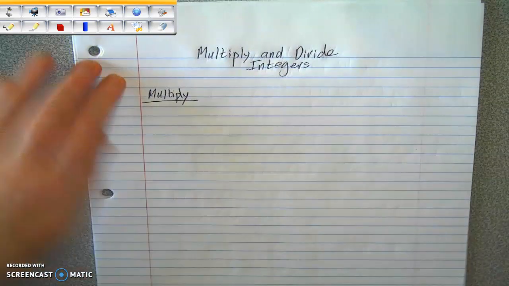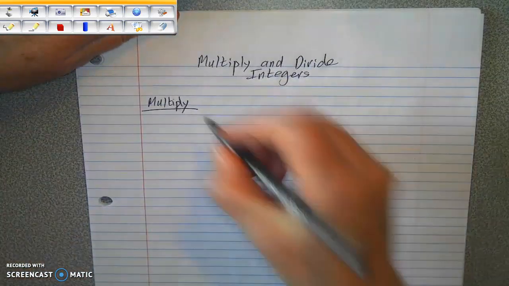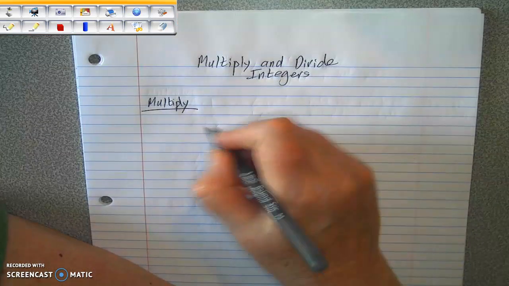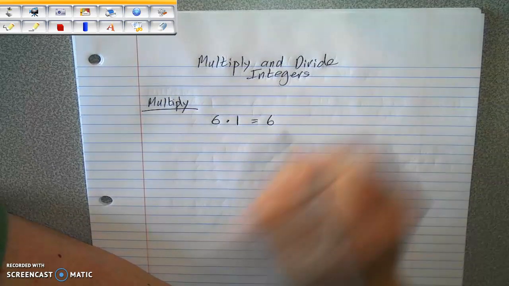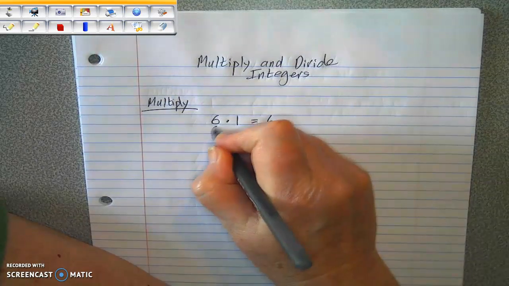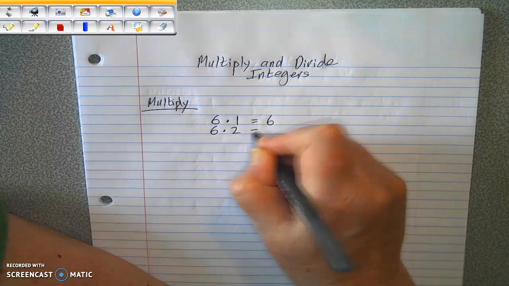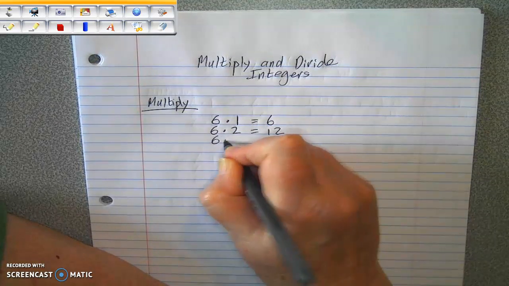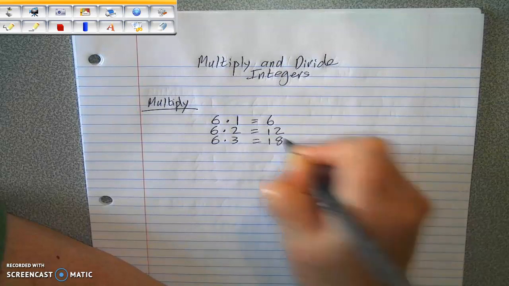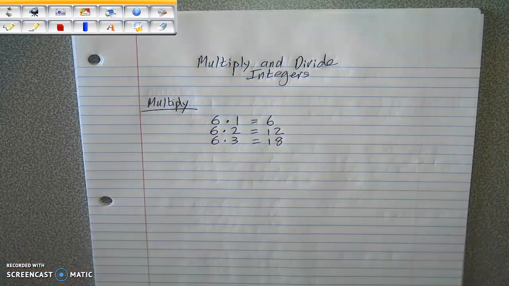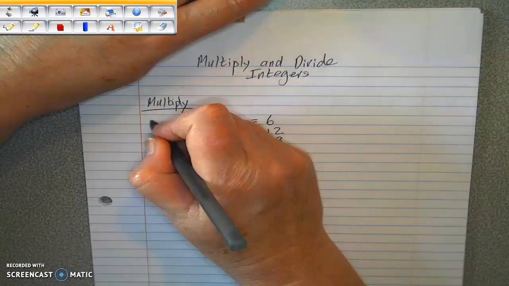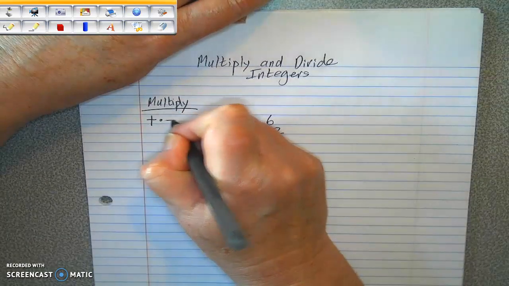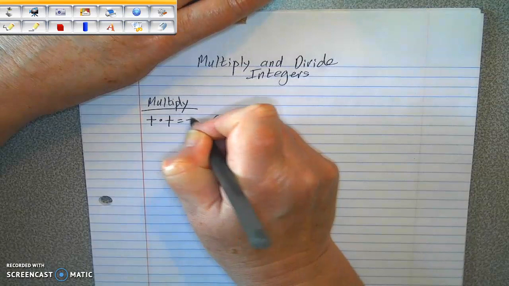So we're going to start with something you've known for a long time. You have known for a long time that any number multiplied by 1 is that number. And just building on this, 6 times 2 then is 12, 6 times 3 is 18. So this is when you multiply a positive integer by a positive integer. The result is positive. A positive times a positive is equal to a positive.